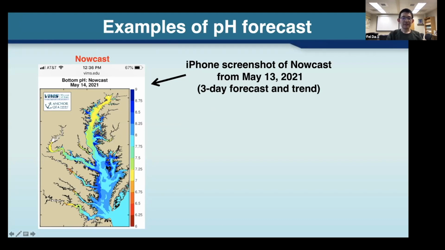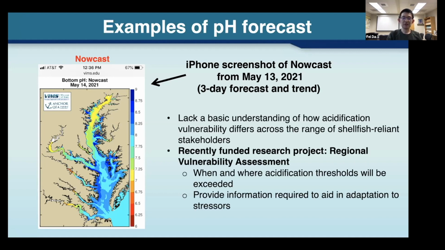This kind of map has a lot of information. For example, we know which part of the bay has lower pH and which part has higher pH. Oyster farmers and oyster hatcheries may also want to use this information to help them make decisions. However, there's some knowledge gap in terms of pH.